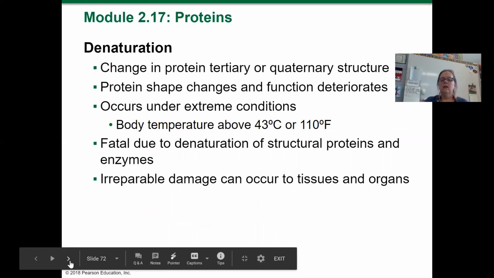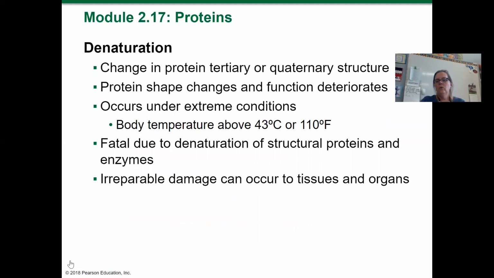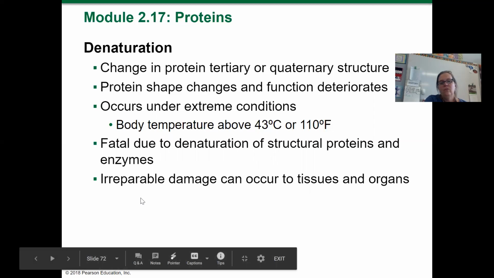Denaturation is when there has been a chemical and structural change to the proteins, tertiary or quaternary structure. And so if you've actually changed that structure, then you've changed the shape and then you've changed the function, so it doesn't work anymore. This can happen in different pH ranges, different temperature ranges, different salt ranges. It just depends on the protein. But denaturation means you've killed that protein. And if that protein happens to be an enzyme, then you're in trouble.